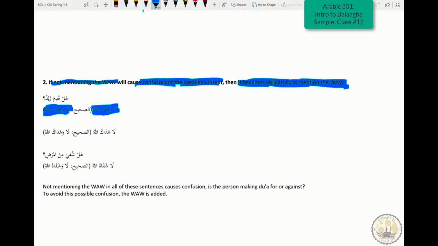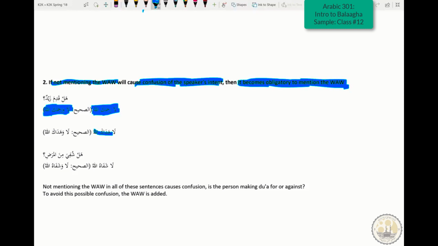Making dua for that person. Okay? Likewise, another example, La hadakallah. You can understand no, may Allah guide you, or you can understand may Allah not guide you. Right? Both of these are possible when you read it just like that.